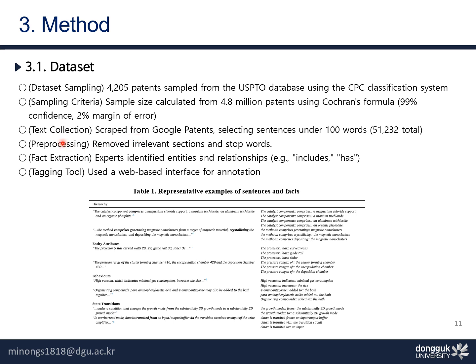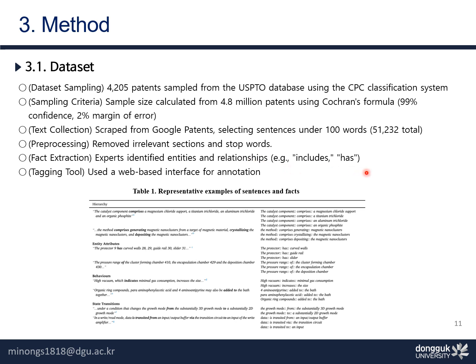They crawled patent document sections from Google Patents, selecting sentences under 100 words, resulting in a total of 51,232 sentences. Irrelevant sections such as background information and unnecessary special characters were removed.